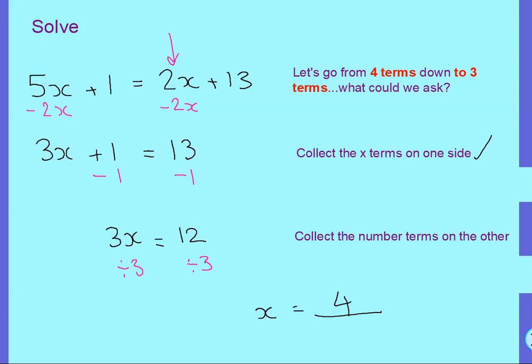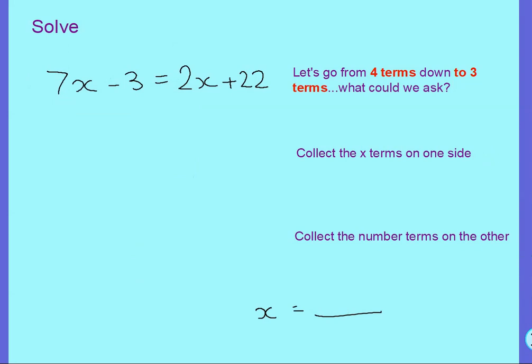Okay, so we're going to do exactly the same, quite a few. We're going to talk about some of the pitfalls and some of the difficulties people have. But we need to go from 4 terms to 3 terms, and we need to collect the x's on one side. That's our first thought process. Okay, we have 7, we have 2. This is the least. Let's get rid of that. We're going to subtract 2x from both sides. That would give me 5x, take away 3, and 22.